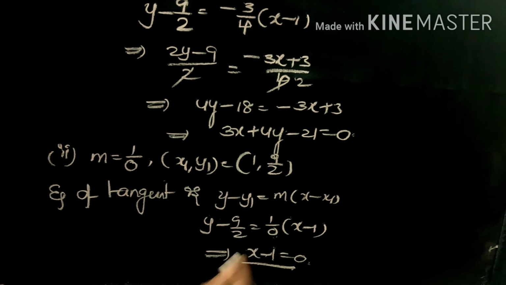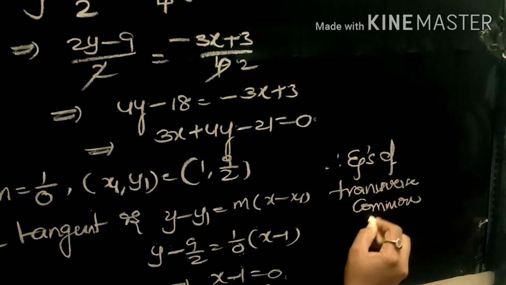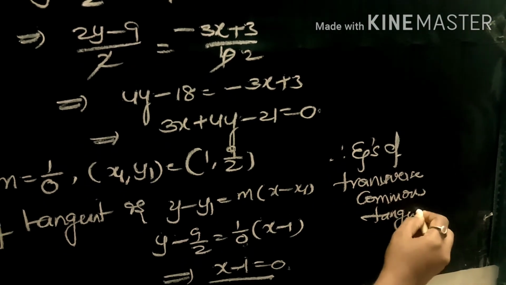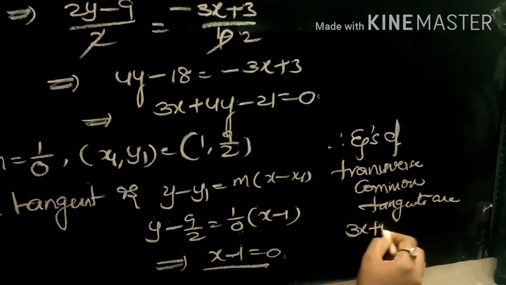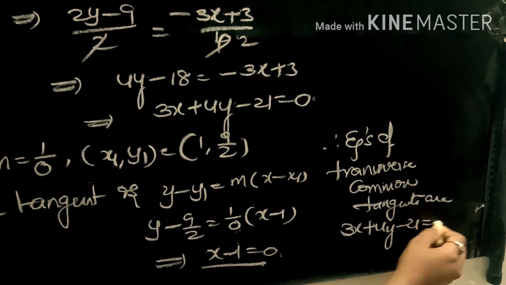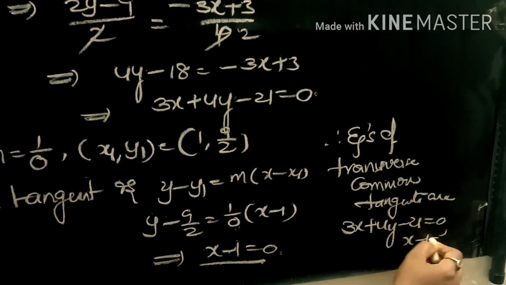Therefore, the equations of the transverse common tangents are 3x plus 4y minus 21 is equal to 0 and x minus 1 equals 0.